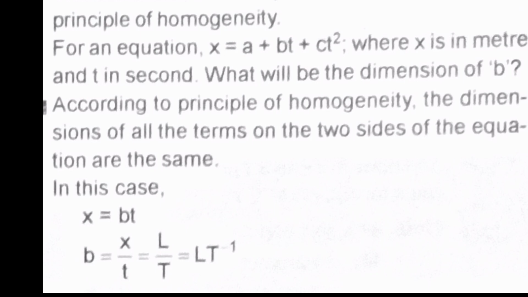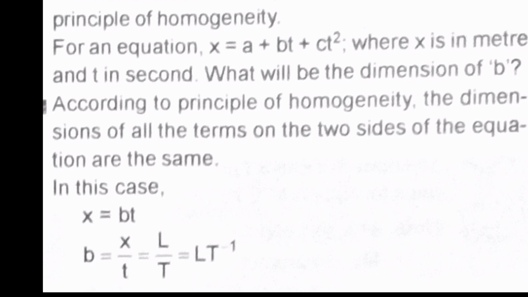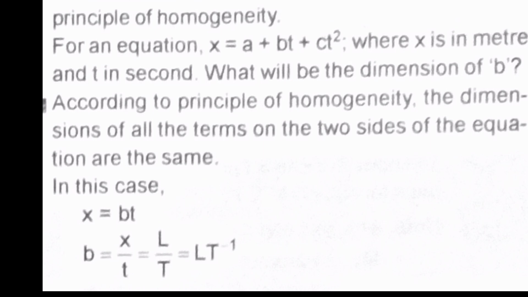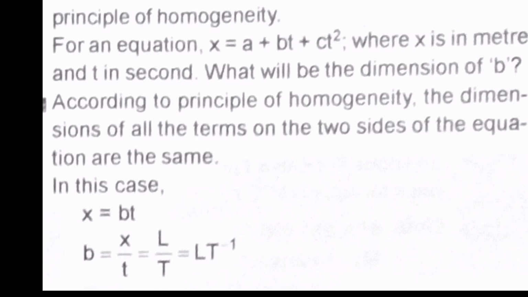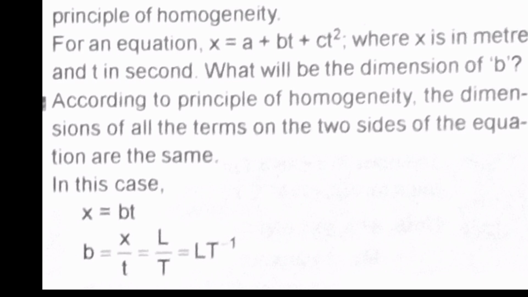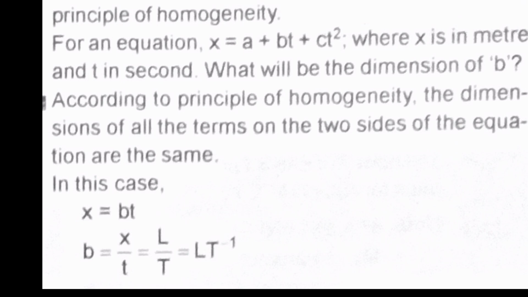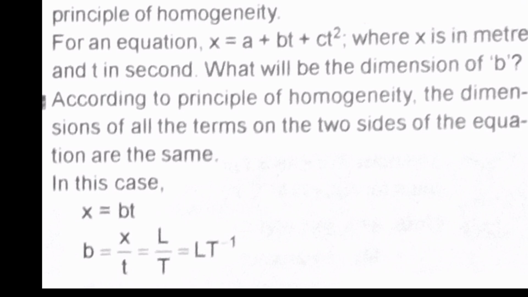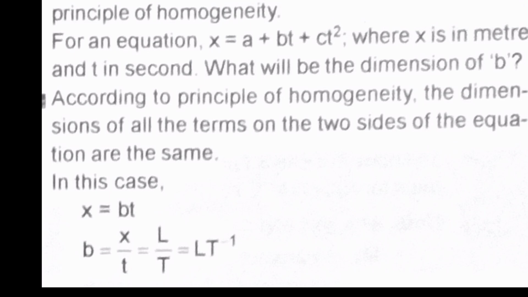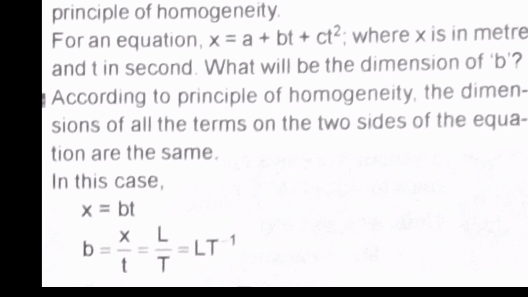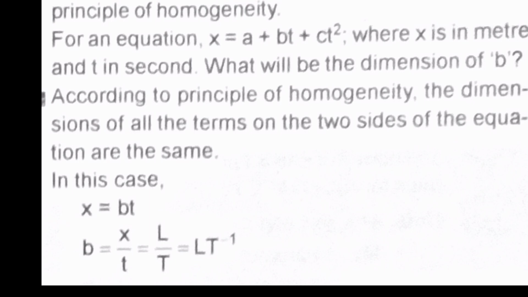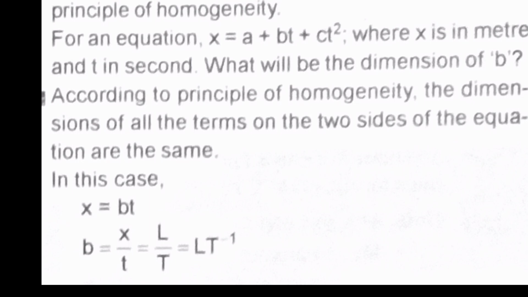So how can we find b? If x is equal to bt, what will be b? b will be x by t, right? So how can we write the dimension? Dimension of x will be L and dimension of t will be T, isn't it? So b will be equal to L by T, that is equal to L T raised to minus 1. So that is the answer. The dimension of b will be L T raised to minus 1.